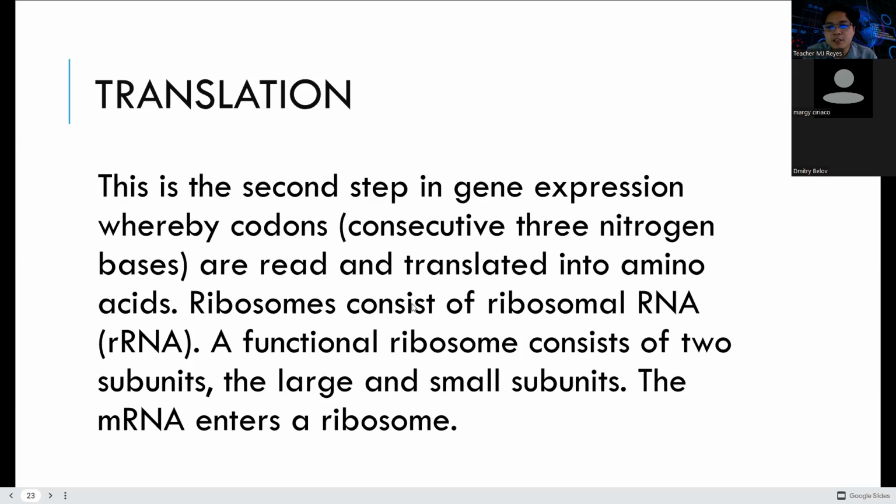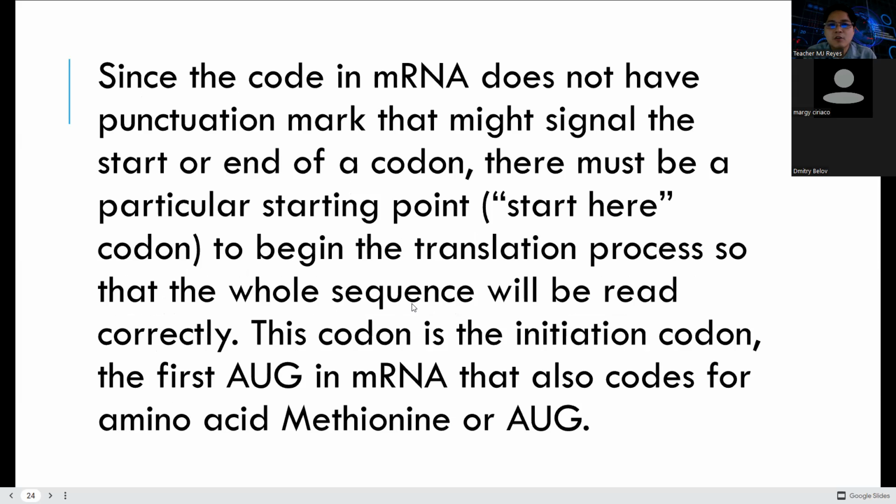We have the large and the small subunits. The mRNA enters a ribosome, okay? Since the code in the mRNA does not have the punctuation mark that might signal the start and end of the codon, there must be a particular starting point, the start codon. So what is the start codon? To begin with the translation process so that the whole sequence will be read correctly. Okay, this codon is the initiation codon.